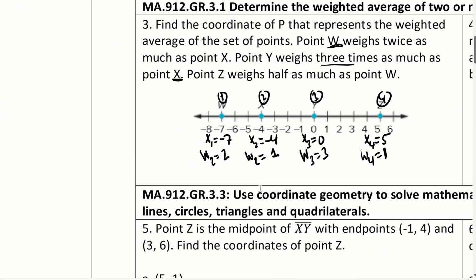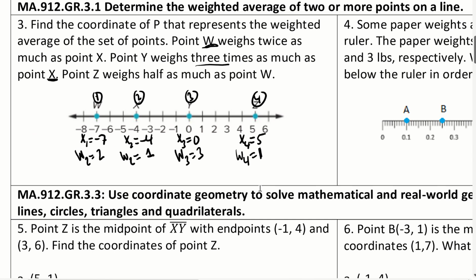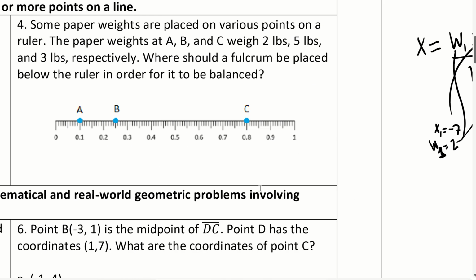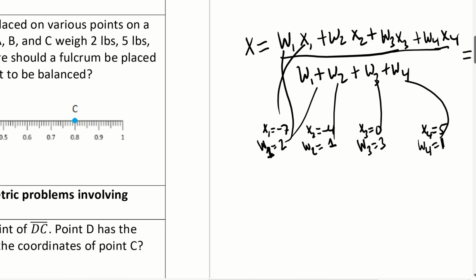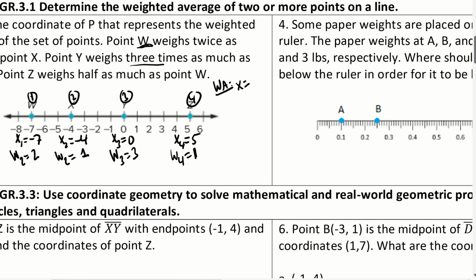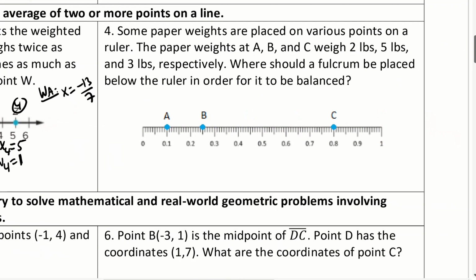All right, that takes care of number 3. That's my weighted average. So I'm going to say the weighted average is x equal to negative 13 over 7. Again, you're going to need to show the work for this. Okay. All right, number 4.